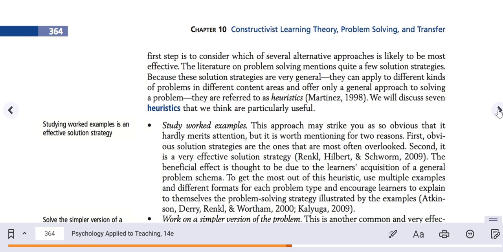Study worked examples. This approach may strike you as so obvious that it hardly merits attention. But it is worth mentioning for 2 reasons. First, obvious solution strategies are the ones that are most often overlooked. Second, it is a very effective solution strategy. The beneficial effect is thought to be due to the learner's acquisition of a general problem schema. To get the most out of this heuristic, use multiple examples in different formats for each problem type and encourage learners to explain to themselves the problem-solving strategy illustrated by the examples.